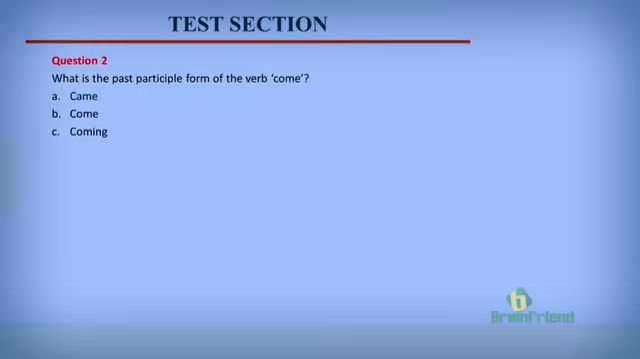Our next question says, what is the past participle form of the verb come? Is it came, come, or coming? The correct answer is B, come. Come is the past participle form of the verb come.